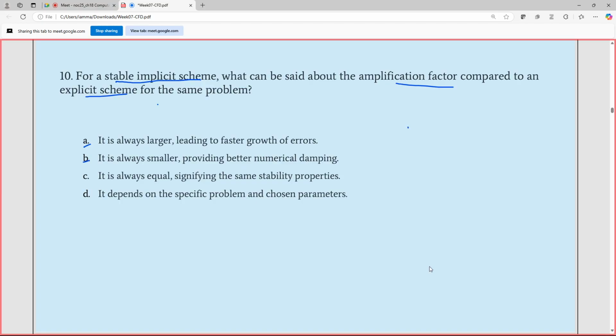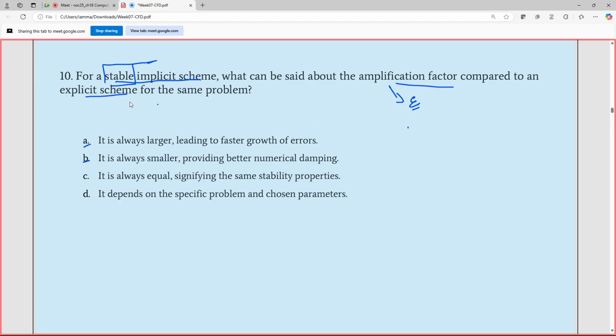So our answer is, we can see that amplification factor, sorry, epsilon. It is the ratio of how the errors or instabilities grow inside a scheme. From the name itself, it is asking for a stable implicit scheme. For a scheme to be stable, the amplification factor should be low.